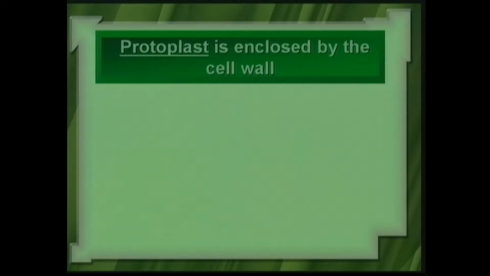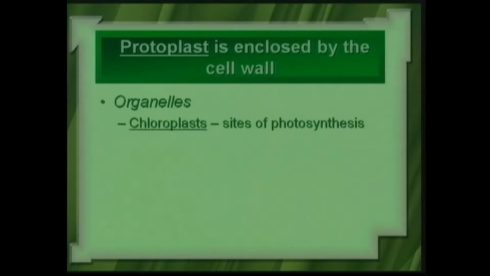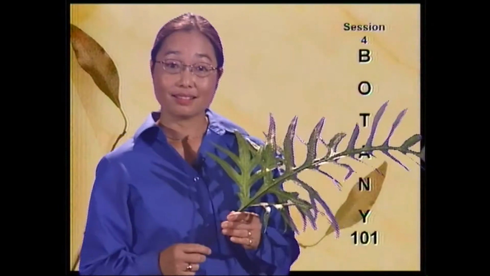Recall from the last lecture that the protoplast is a living part of the cell, and the protoplast is enclosed by a non-living part of the cell known as the cell wall. And recall too that the protoplast contains cytosol, or fluid inside of the cell, an aqueous, water-based fluid, but the protoplast also contains organelles. And recall before that we talked about chloroplasts. Chloroplasts are the sites of photosynthesis.